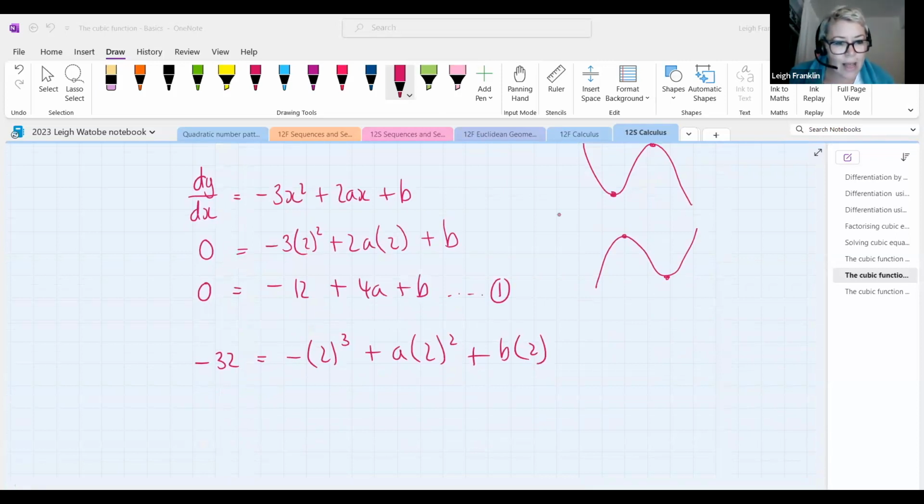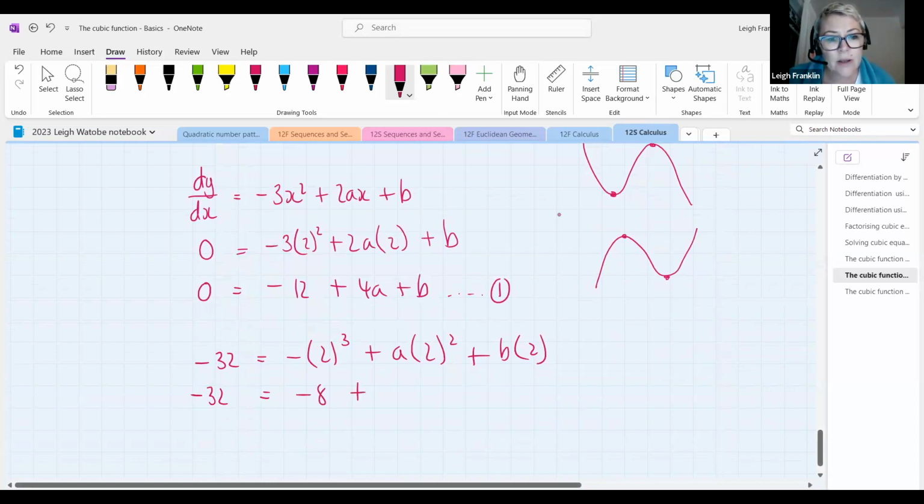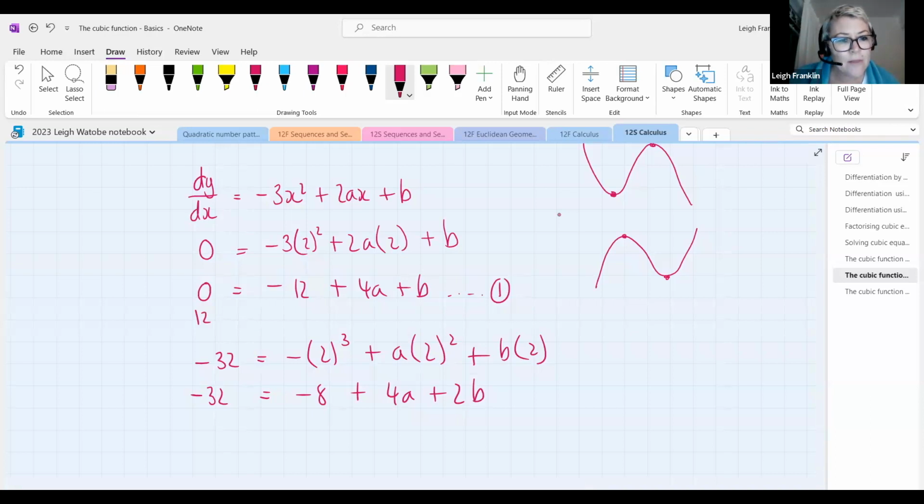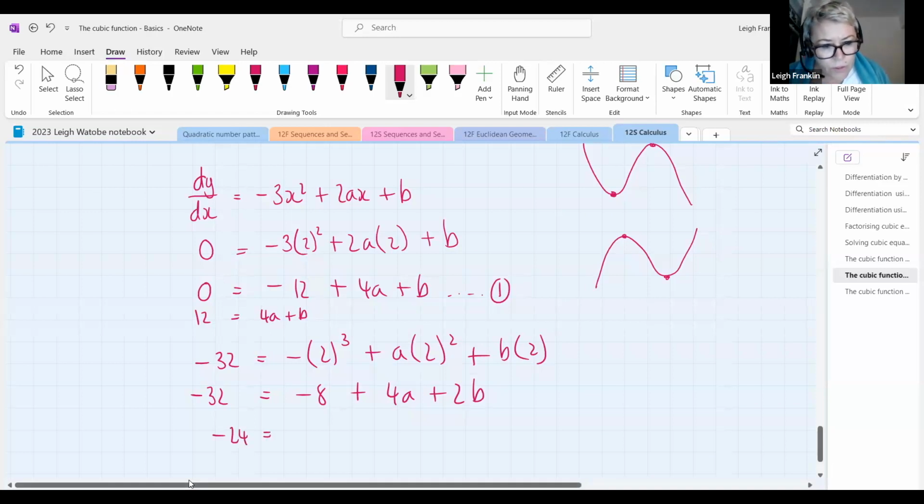All right. So now we've got negative 32 equals negative 8 plus 4a plus 2b. And I suppose both of these could be arranged a little bit better. This would give us 12 equals 4a plus b. And here, if we add 8 to both sides, we are going to end up with negative 24, sorry, would be equal to 4a plus 2b.